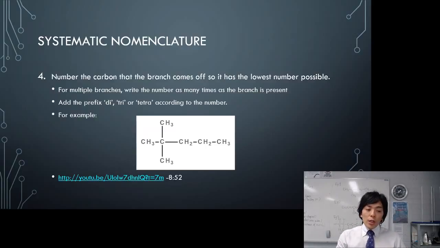For multiple branches, write the number as many times as there are branches, and you put a comma in between numbers. So between numbers, you put a comma. Between letters and numbers, you put a hyphen, the dash. If you had more than one of the same group, you have to use another type of prefix, which is di, tri, or tetra. Di is 2, tri is 3, like tripod, and tetra, like the tetrapod that you see at the beach or on the yacht harbor type of place.